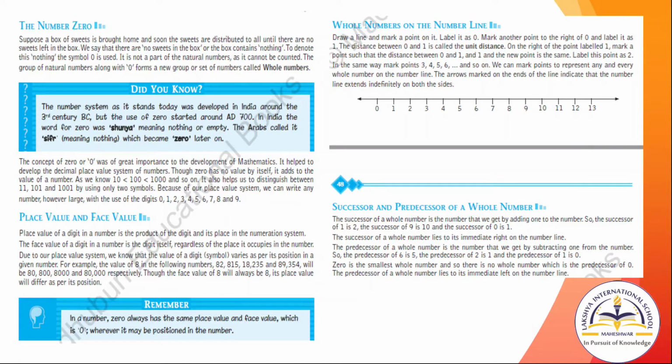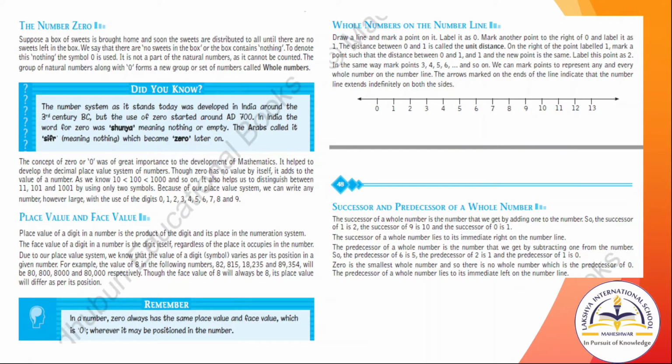Now the value of the digit is the digit itself. Now what is face value? Suppose we have the number 25, so the face value at one's place is 5 only. Now, the whole numbers on the number line. What is a whole number? Whole numbers are 0, 1, 2, 3, 4, 5, 6 and so on, to infinity.